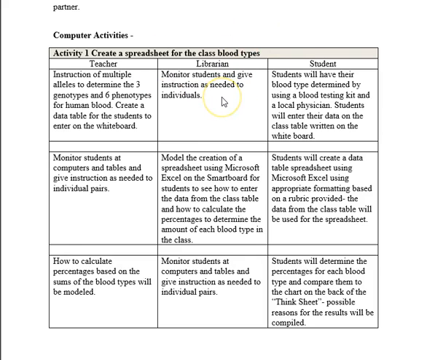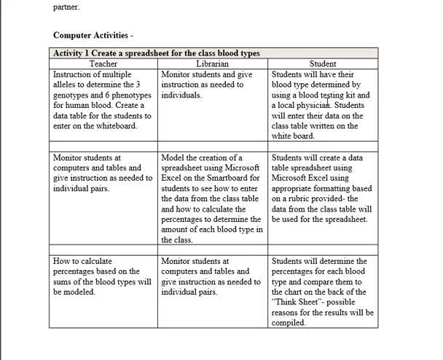The librarian at that point in time will be monitoring students and giving instruction as needed to individuals. That's just one of those times when you are team teaching, you're the librarian. You may not be standing up in front instructing, but you still need to be a part of the lesson. Don't go over and sit down and start cataloging books. And then the students have their own.